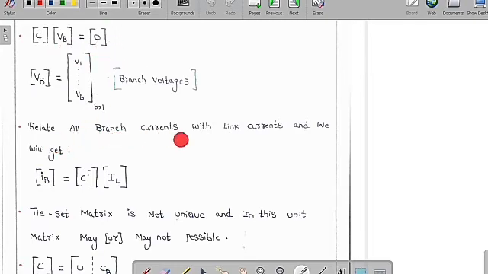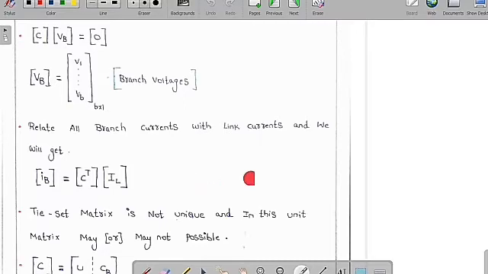Relate all branch currents with link currents, and we will get basically KCL. Now we are going to apply KCL at each and every node. So we are going to get the relation between the link currents and the twig currents. Therefore, relate all the branch currents and the link currents, and then you are going to get certain equations.